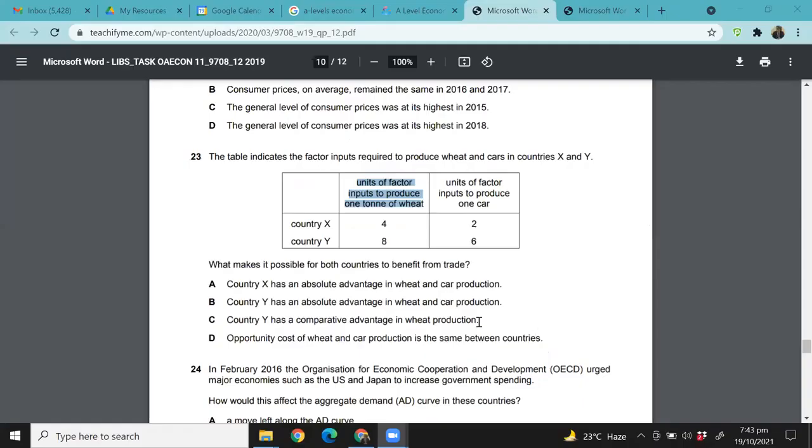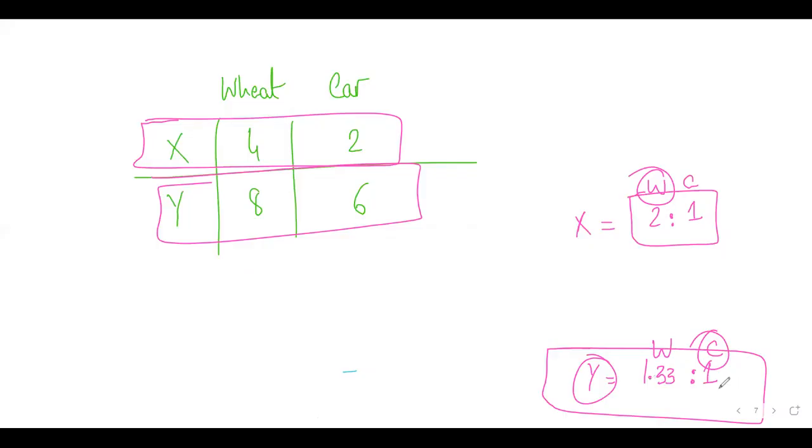So country Y has comparative advantage in, oh, that's tricky. We just said that country Y has comparative advantage in, sorry, just a second. This is for the inputs. So you need 1 input to produce car, and you need 1.33 input to produce wheat.